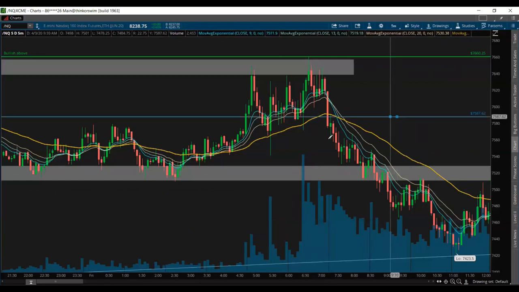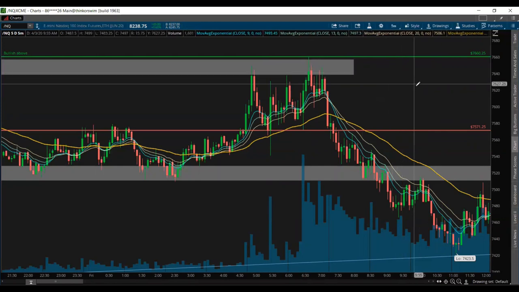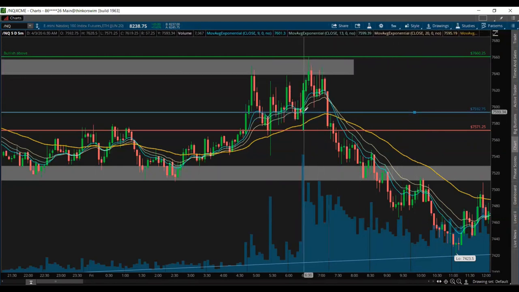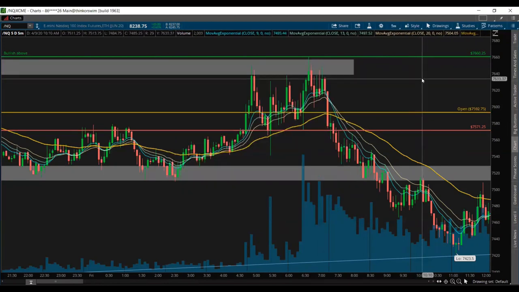Let's just say this is the opening low, the first 5 minutes. That's the open. Let me draw some lines and update these charts so it's easier to see. And let's just say that's the low.